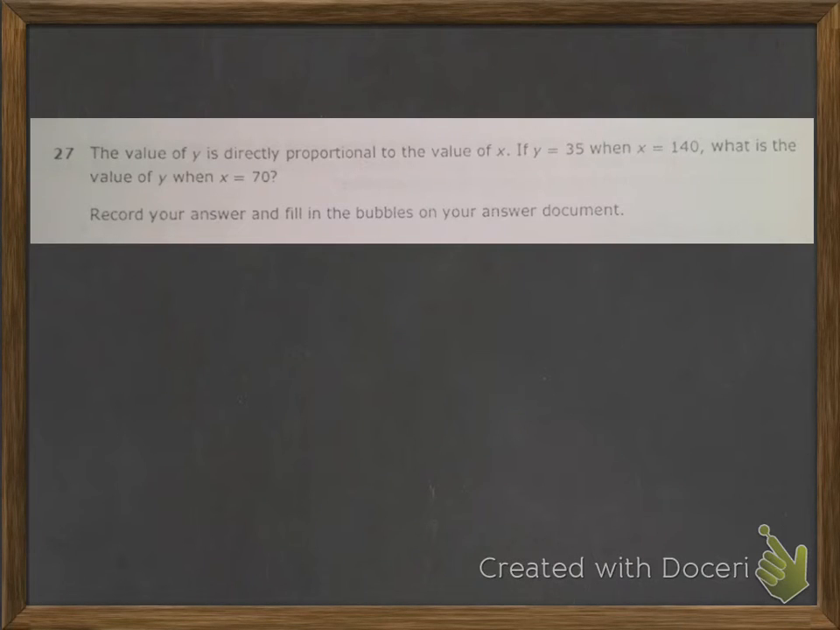All right, now we're on page 4, number 27 at the top. The value of y is directly proportional to the value of x. If you see the word proportional, I want you to think proportion, which I know y'all spend a lot of time with in junior high. It says if y is 35 and x is 140, what's the value of y when x is 70? So there's a couple different ways you could set it up, but make sure that your proportion makes sense. I'm going to start off with the y equals 35 and the x equals 140, and I'm just going to make a fraction.